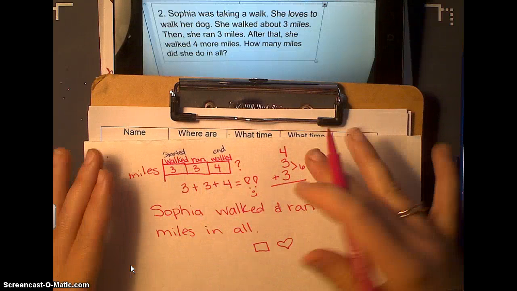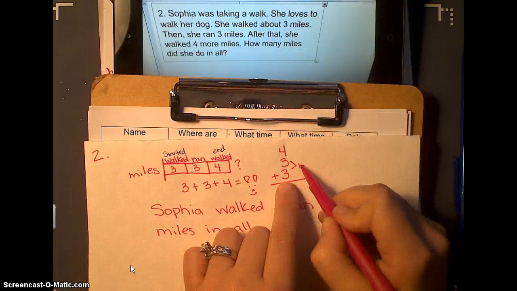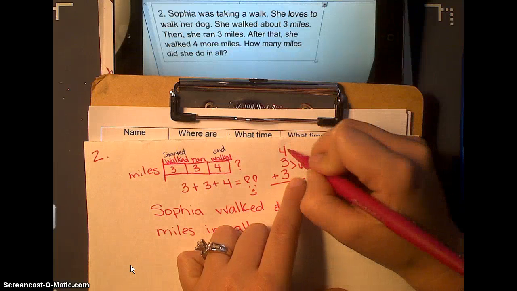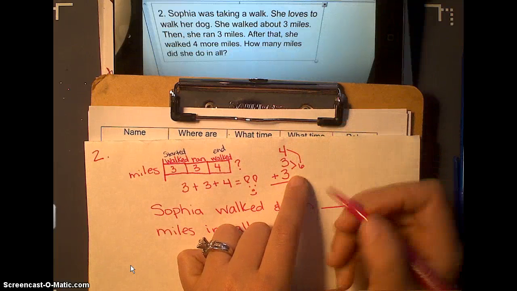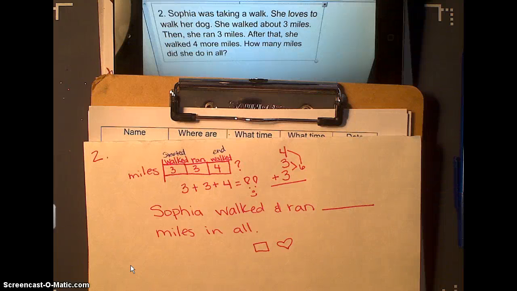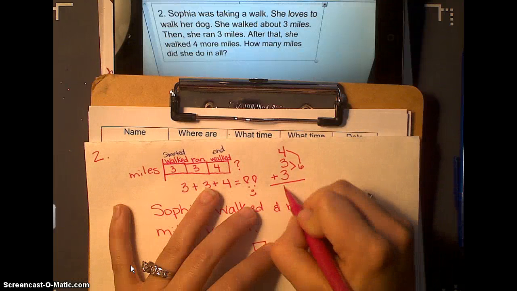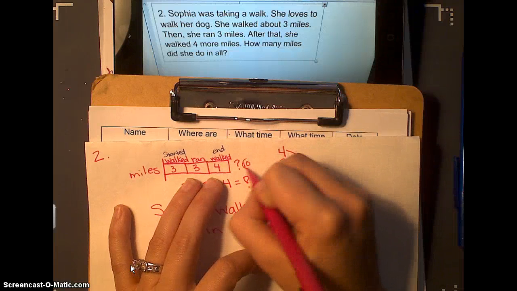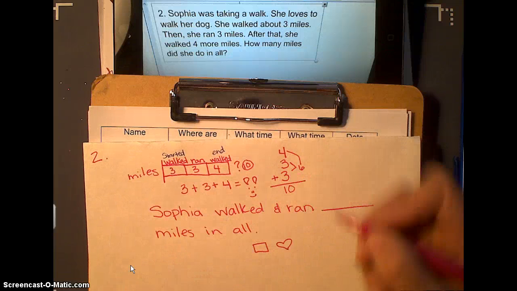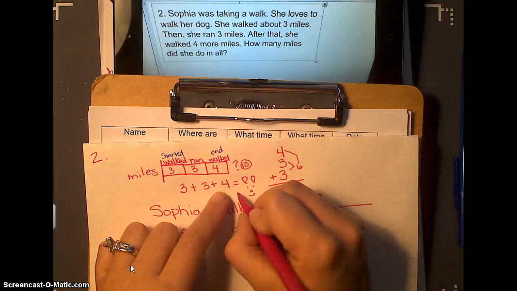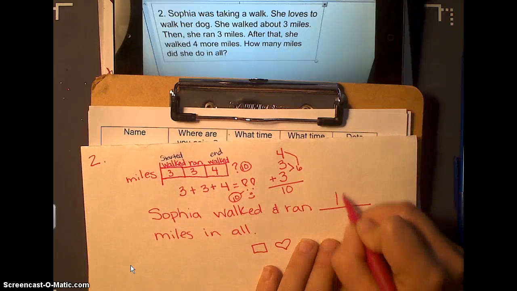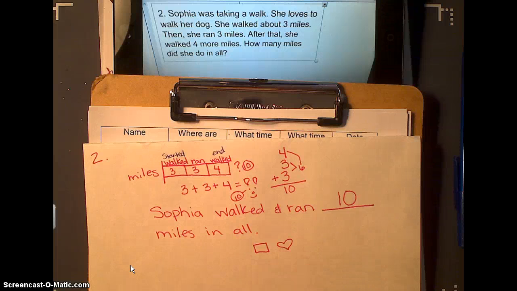And you don't have to write the 6 down. But for me right now, just to show you, I'm going to write the 6. And then I'm going to add this 6 and this 4 together. And I know 6 plus 4 makes 10. So our answer is 10. 10 miles. So at this point, make sure you label each section like we talked about. And I'm going to label it right next to my bunny. 10. And then 10 right here. And that's all finished. I hope that makes sense.